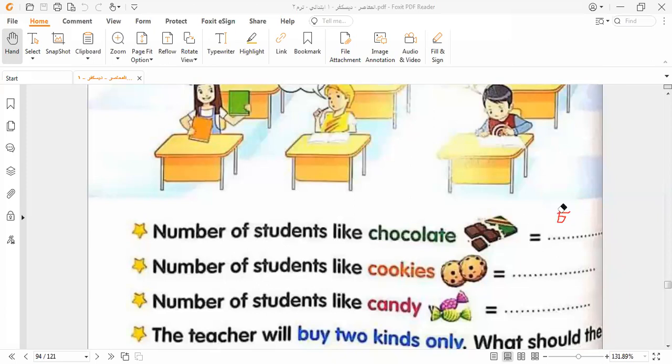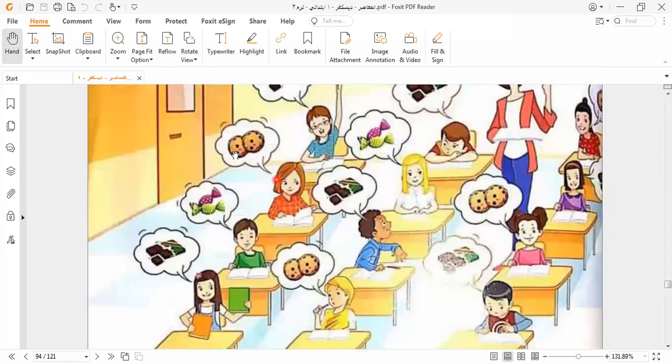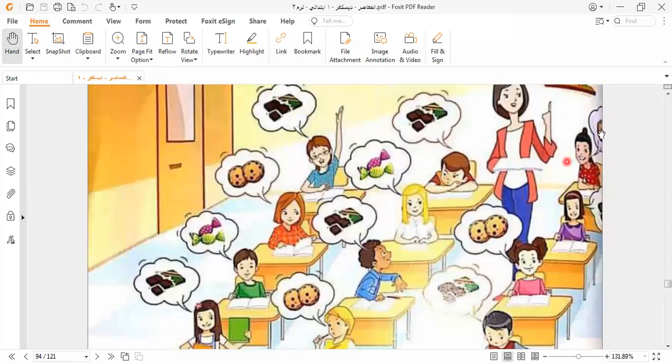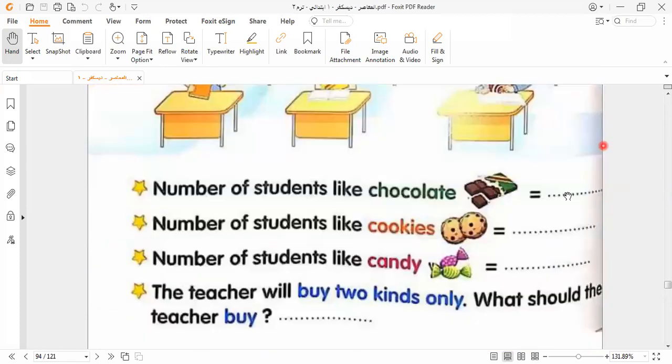Let's go to another one, which is cookies. I count the cookies here. 1, 2, 3, 4. So we have 4 cookies. Here is 6 and here is 4.